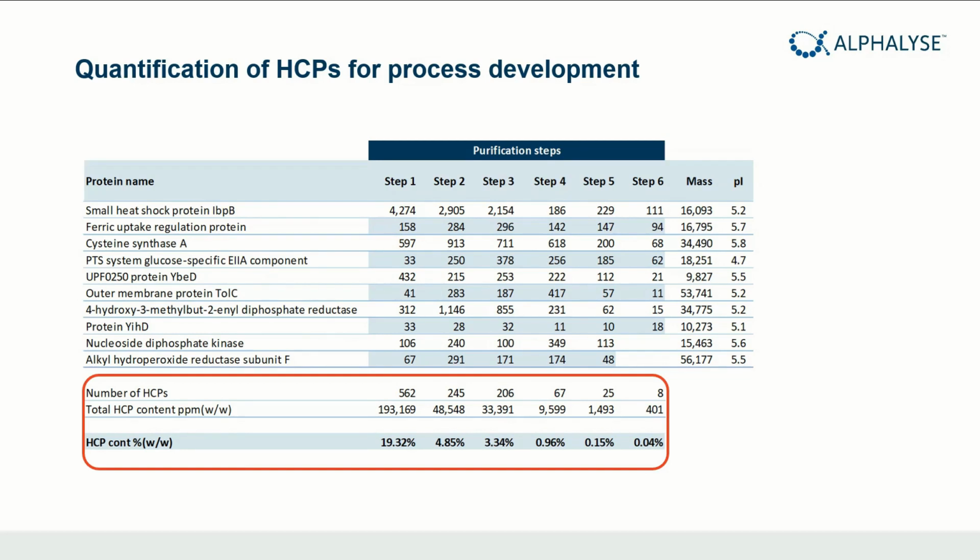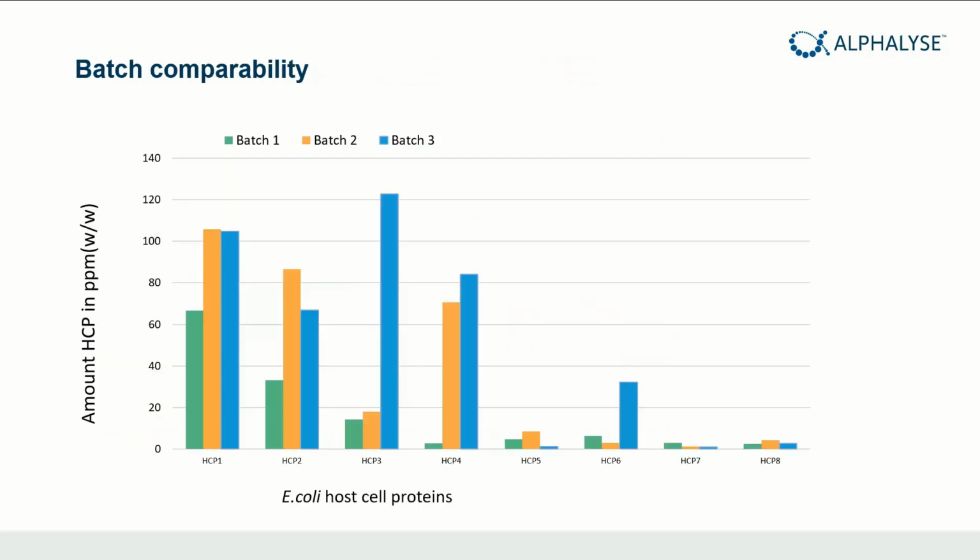So for process development, you can also use it for batch comparability. So here we are comparing the HCP profiles. 8 individual HCPs are compared across 3 different GMP batches. And you can see the green one, the most recent batch, is the cleanest batch.